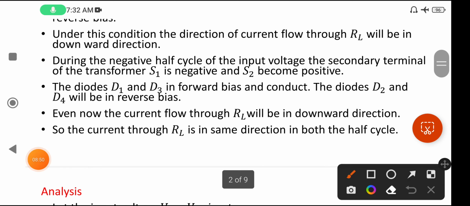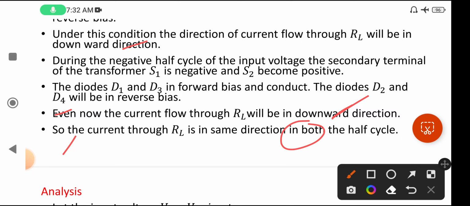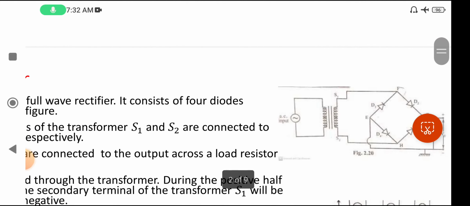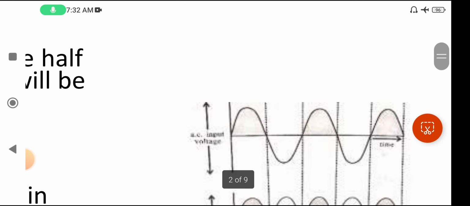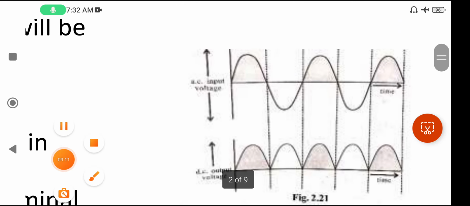Now, even now the current flowing through RL will be in the downward direction. In both cases it is in the downward direction, here and here, both cases. So the current through RL is in the same direction in both cycles. So in both cycles current is flowing. So that is why the waveform will be like this. See the waveform.